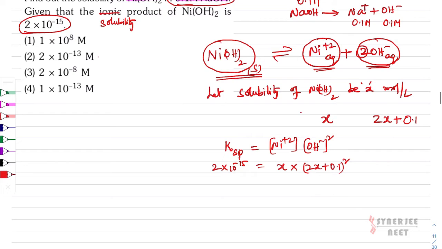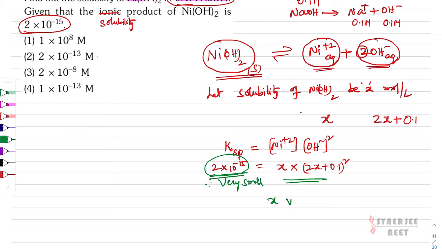So as you see here, since the value is very small, even if you solve this equation, this will be a cubic equation in X terms. If you solve this equation by using mathematical rules, even then I can say that the X value we will get is very small. If X value is very small, then only it will satisfy the product of X into (2X plus 0.1) squared as 2 into 10 power minus 15. So since this is very small, X value is very small as compared to 0.1.